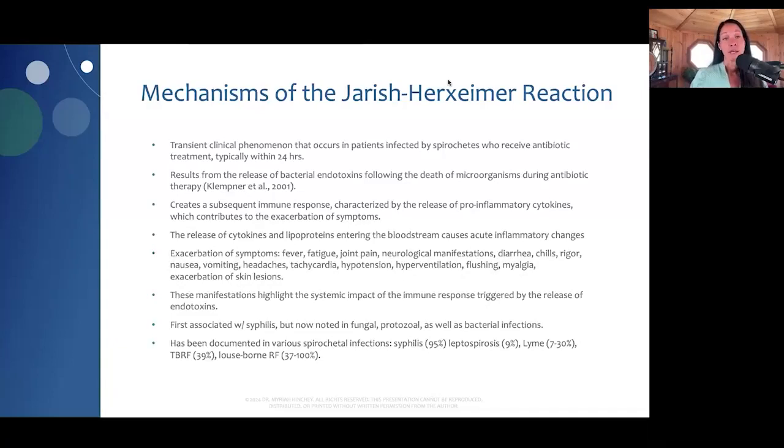So, a little bit of history. The first Herxheimer reactions were associated with syphilis, which is actually a different type of spirochete, the cousin to Borrelia or Lyme disease. But we now know that it's something that happens when we go after funguses or other bacteria, as well as protozoal infections. Herxheimer reactions have been documented in various spirochetal infections like syphilis, leptospirosis, Lyme, tick-borne relapsing fever, and also louse-borne relapsing fever.